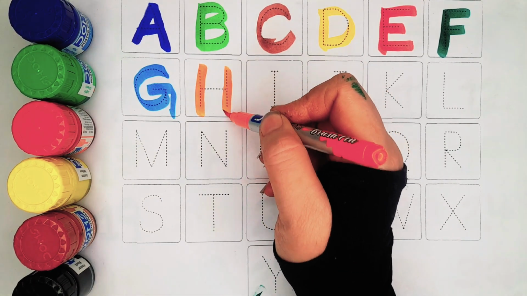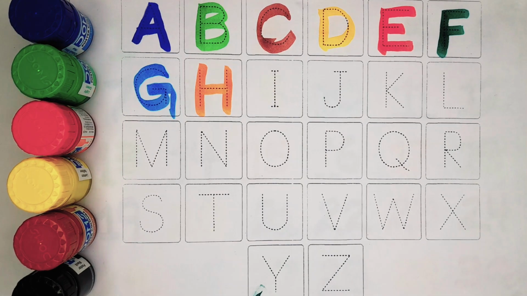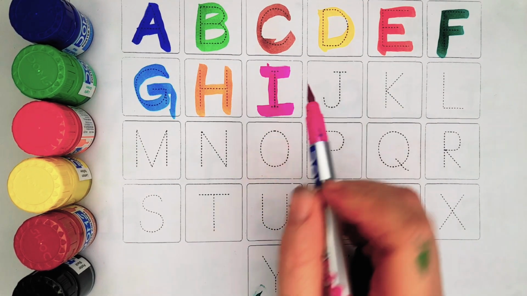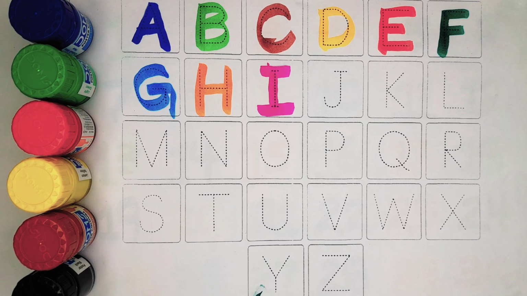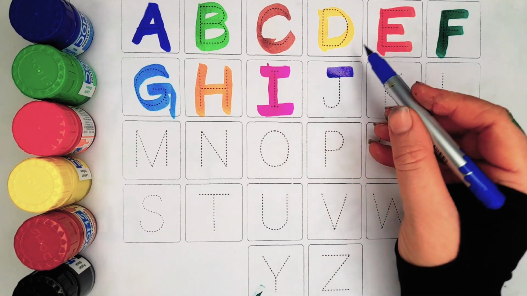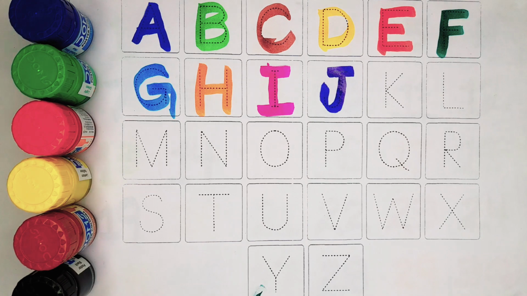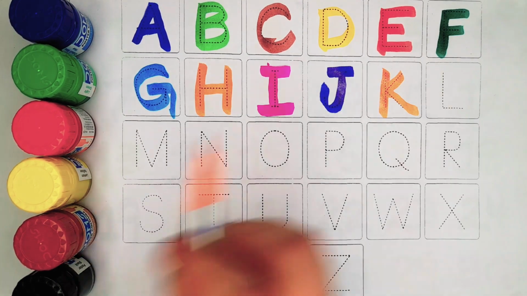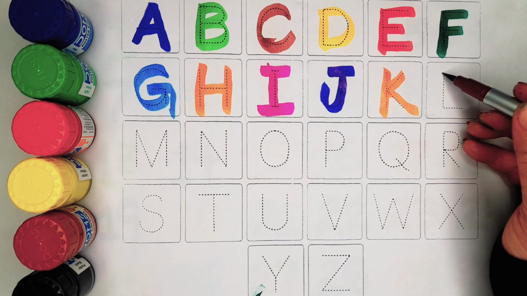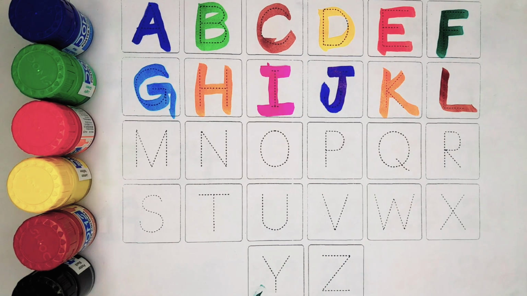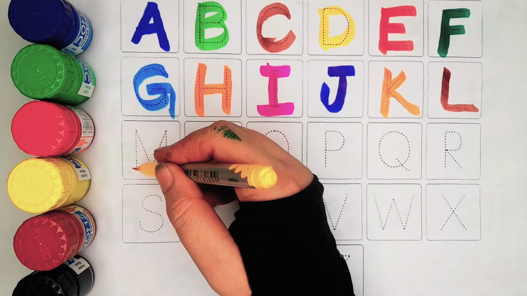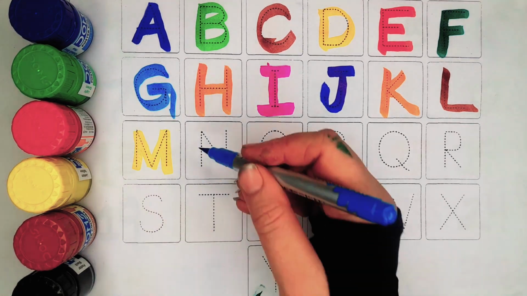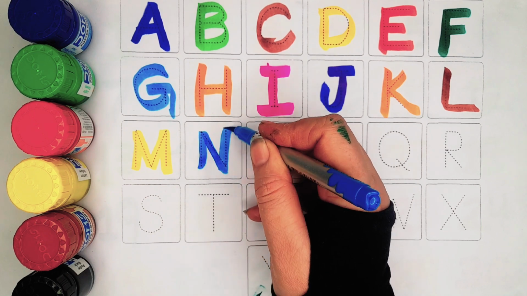H for house. I for ice cream. J for joker. K for kangaroo. L for lemon. M for mushroom. N for nest.